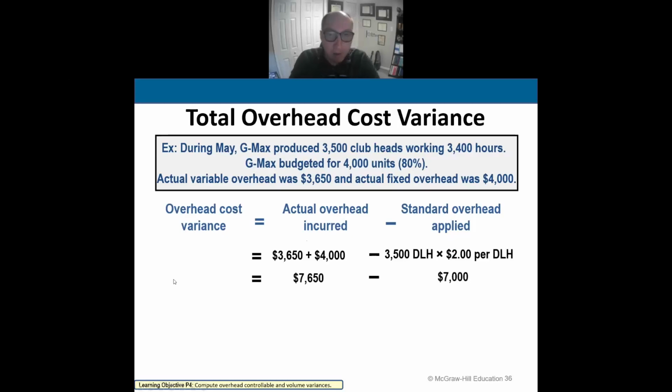So, looking at this example, the actual overhead incurred was $7,650. My standard overhead was $7,000. That means I have an unfavorable overhead variance of $650. Remember, it's unfavorable if the actual cost is greater than the standard cost.